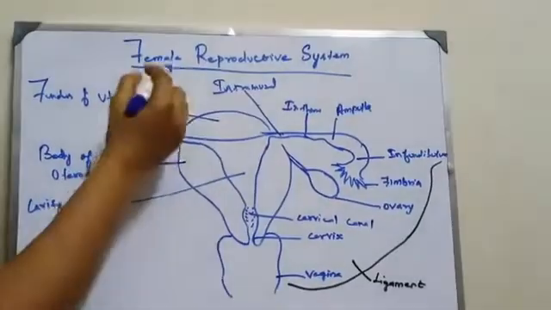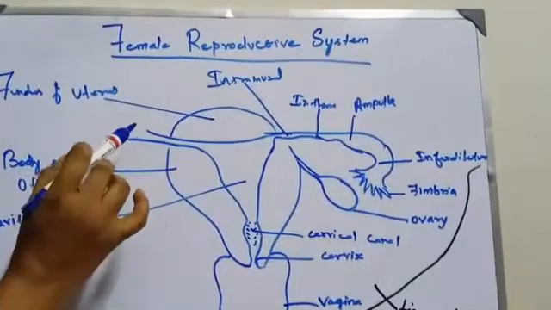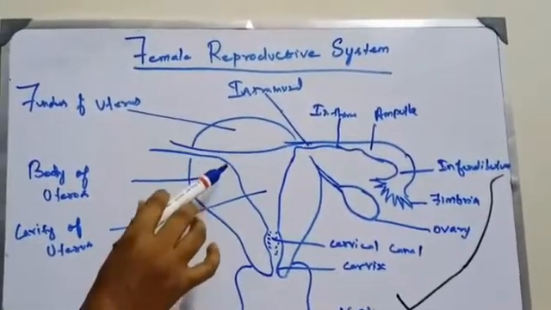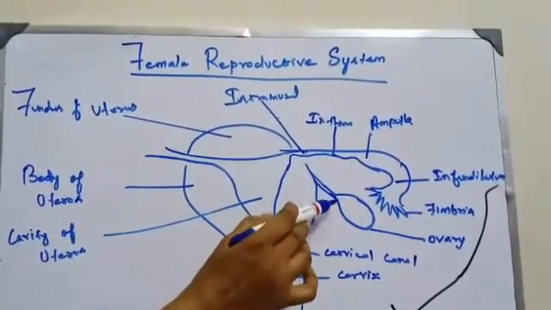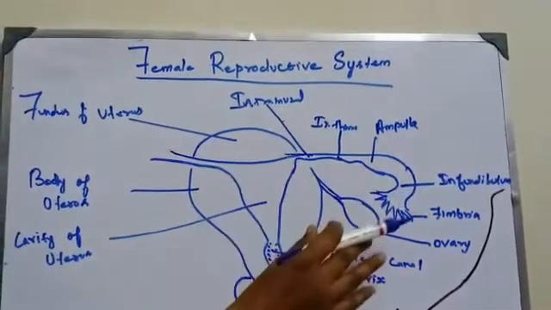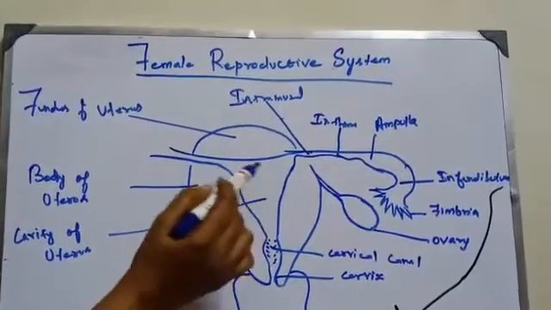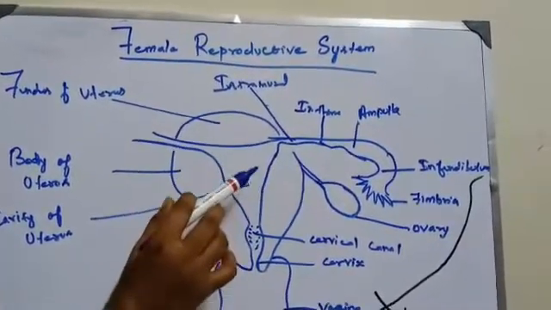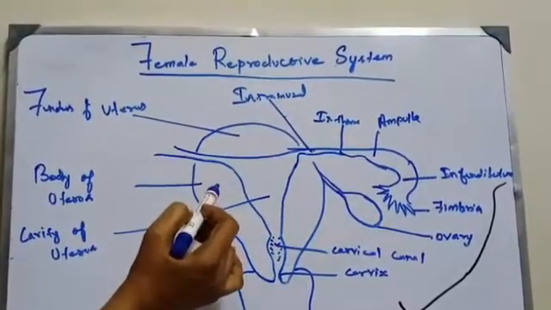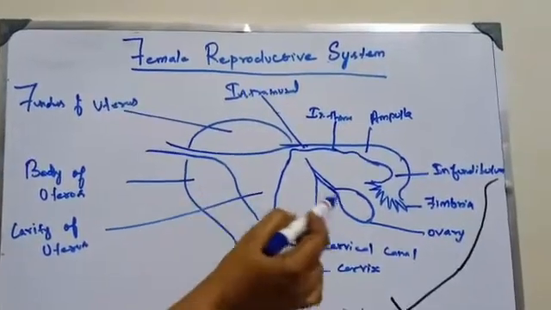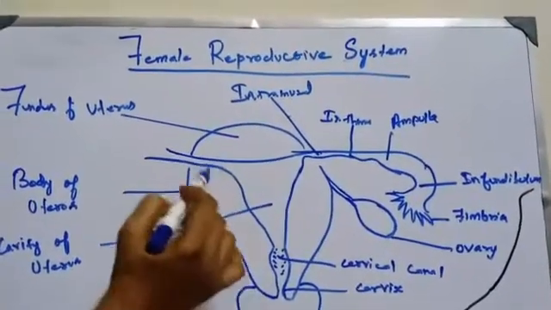Today let us see the female reproductive system. Which is the primary sex organ in the female reproductive system? A pair of ovaries. I have drawn just one side; on this side also one ovary is present. So a pair of ovaries is the primary sex organ of the female reproductive system. Both the ovaries are located in which cavity? The abdominal cavity, in the ovarian fossa.